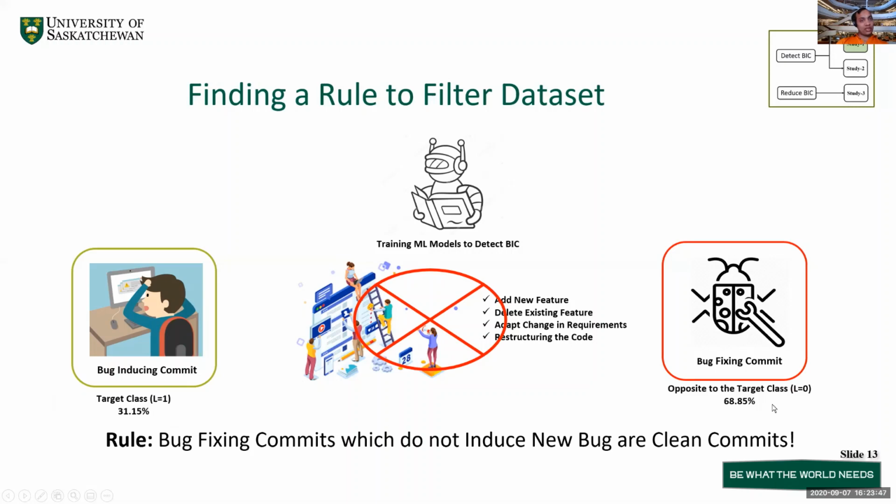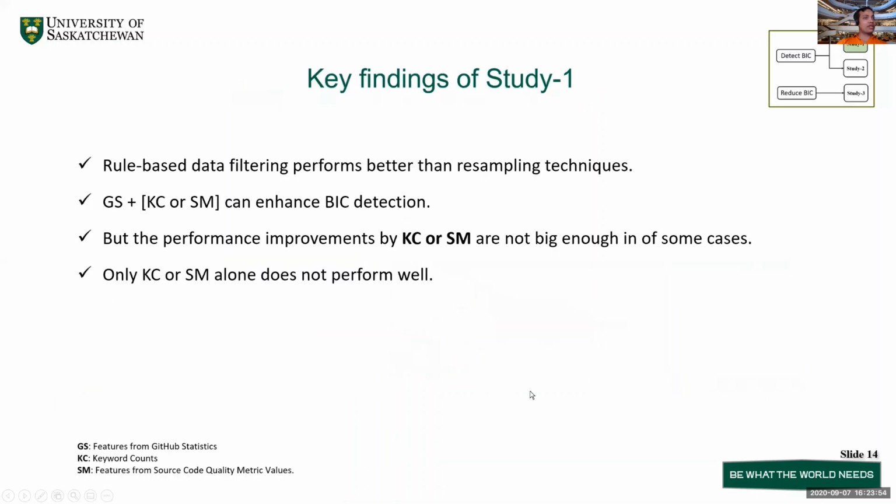Though the imbalance in datasets is not totally removed, we find much improved results, and we added in this study two types of features. One was the commit keyword count and the other the SourceMeter based features. Inclusion of those features with GitHub based features enhances the bug inducing commit detection accuracy.